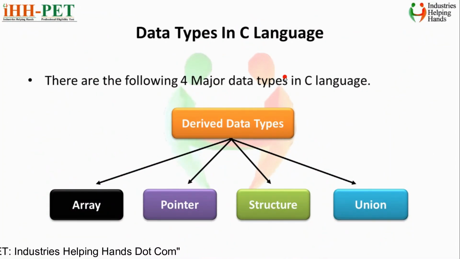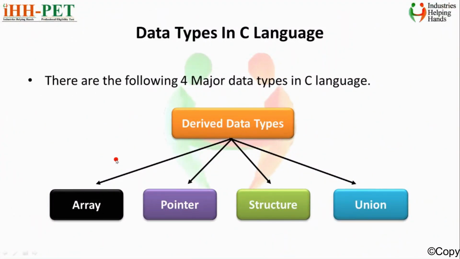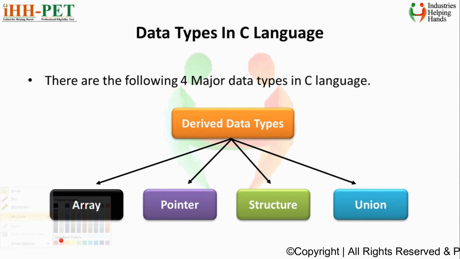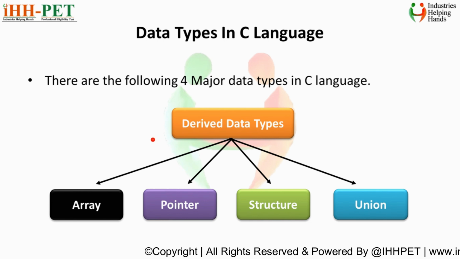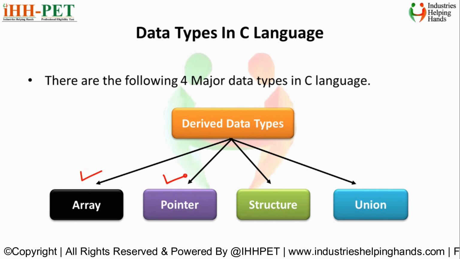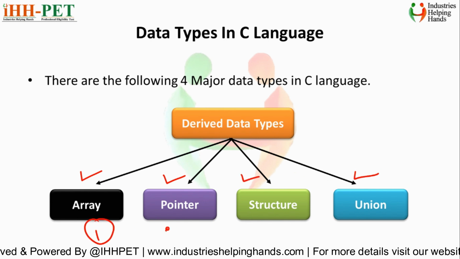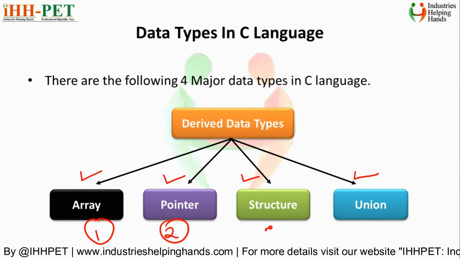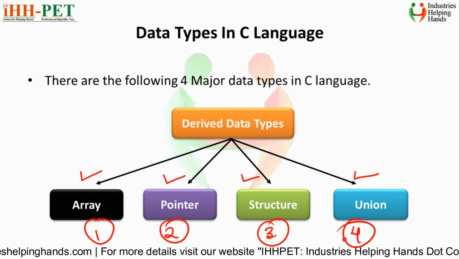Now we will discuss the second category of data types. You can see here there are 4 major data types in the C programming language. The second category is derived data type, and the derived data type is categorized into 4 categories: array, pointer, structure, and union. Array is a derived data type, pointer is also a derived data type, and structure and union are also called derived data types.